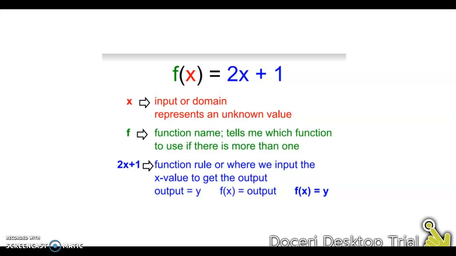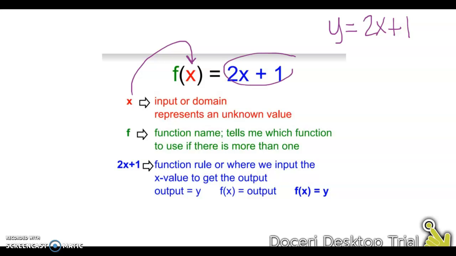So here is what a function looks like. You have been used to seeing it as y equals 2x plus 1. It's now going to look like this: f of x is equal to 2x plus 1. What it means is when you input x here, the input of the domain, then this is where you're going to get your output from.